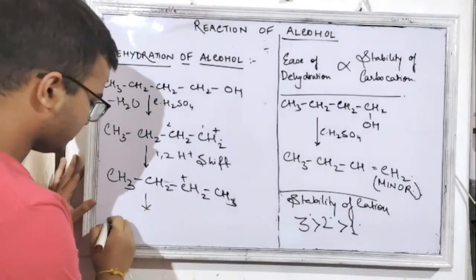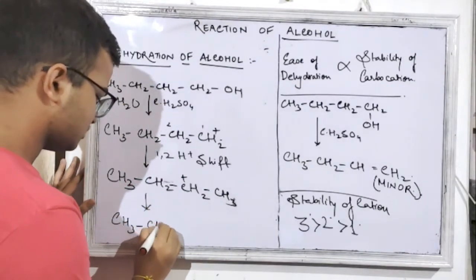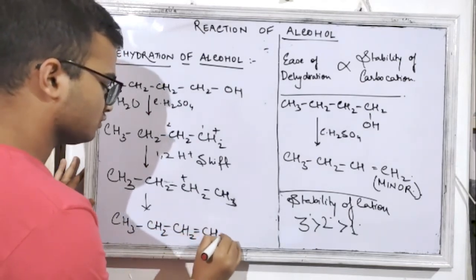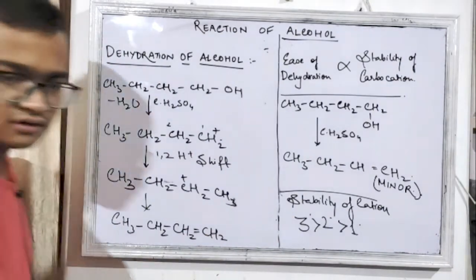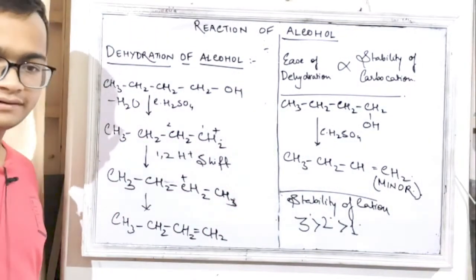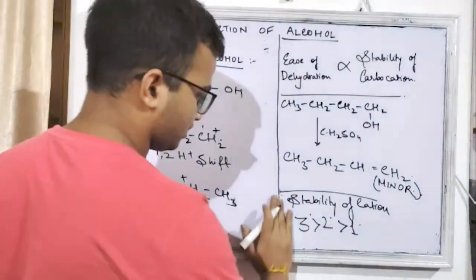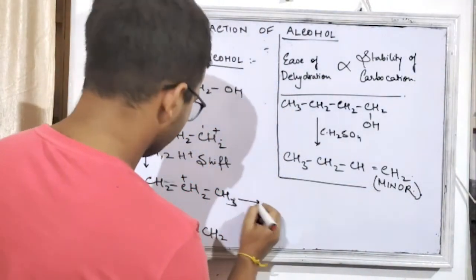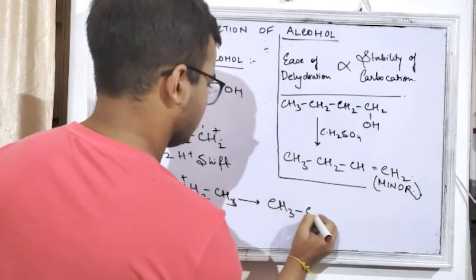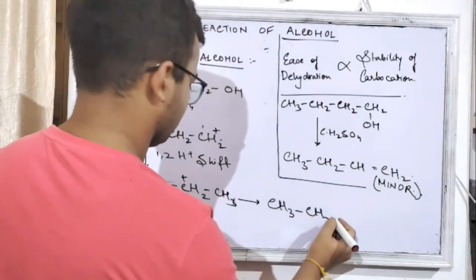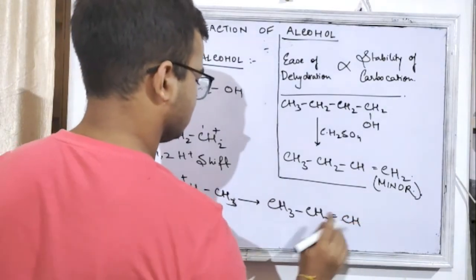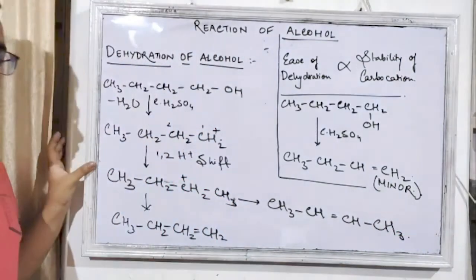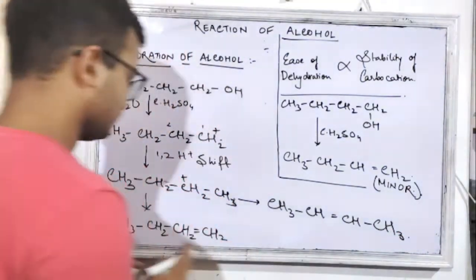One structure I am writing over here: CH3, CH2, CH2, double bonded CH2. This will be one product, right? And my other product, if I remove this, from here will be CH3, CH2, CH double bonded CH, and here will be CH3, right? This is but-2-ene and this is but-1-ene.